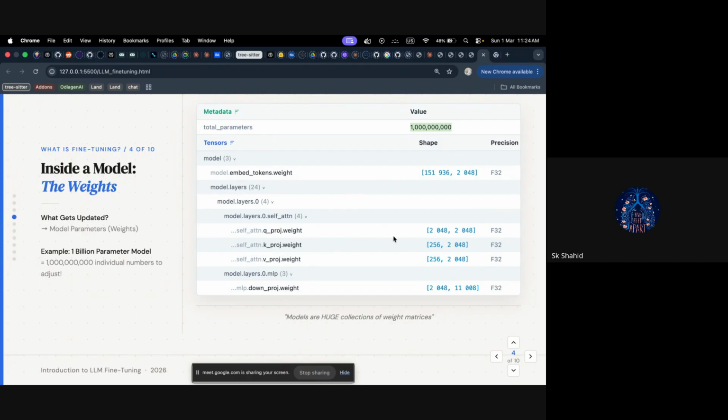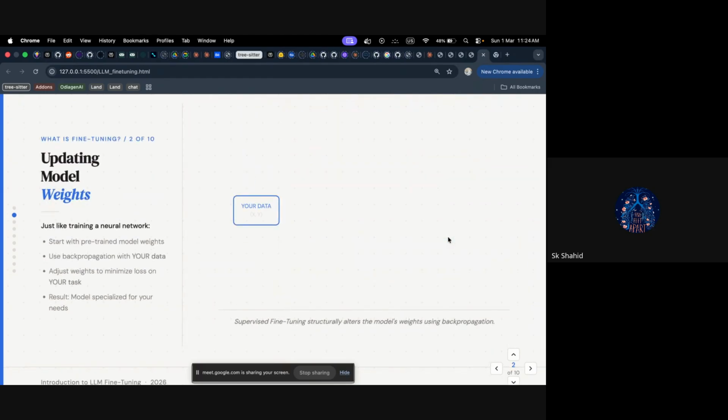Now, when we say fine tuning, we'll be updating this number of weights only. So while a batch completes, this dots you see, this will be in a 1 million shape.